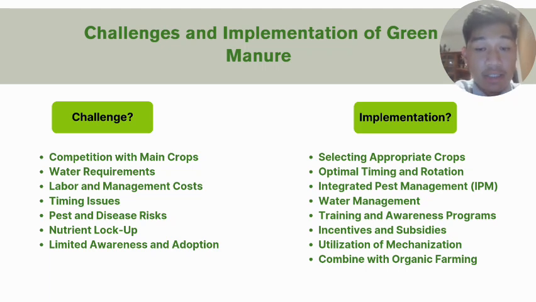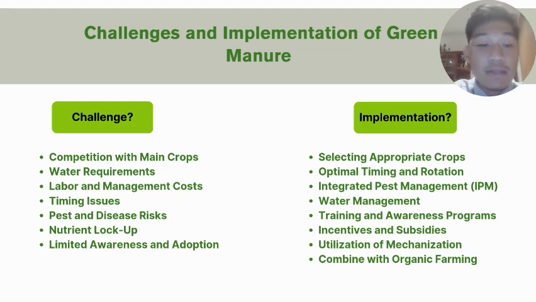The second is optimal timing and rotation. Plant green manure crops during the off-season or as a cover crops between the main crop cycles. Incorporate them into the soil at the right growth stage, usually before flowering to maximize biomass and nutrient content. Third is integrated pest management or IPM.